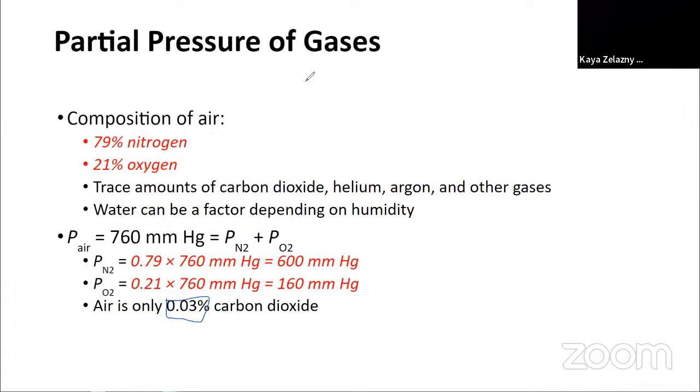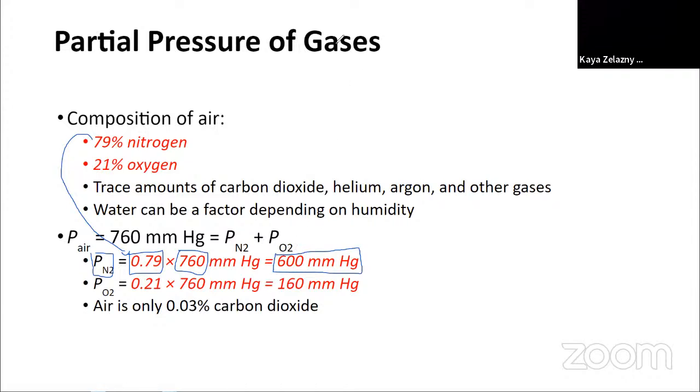So we have trace amounts of other gases, but they don't add all that much to our total pressure. So when we're doing this math, we're going to use these rough percentages, about 79% nitrogen, 21% oxygen. So to find the partial pressure of nitrogen, all we have to do is take that 79%, right? So we've converted it to a decimal here. So we took the 79% of nitrogen, and then we multiplied it by our atmospheric pressure. And that gives us our partial pressure of nitrogen, which is 600 millimeters of mercury.